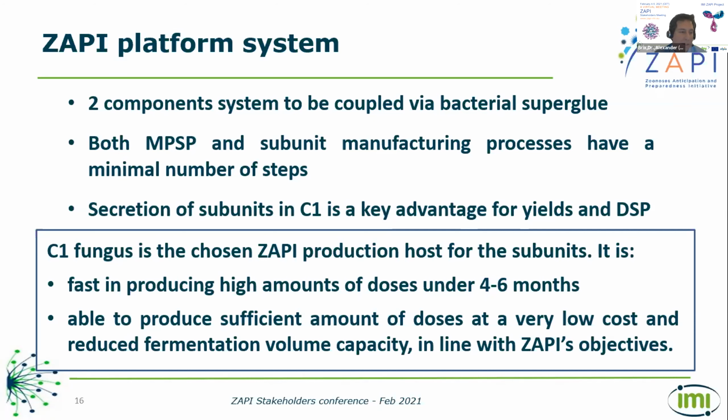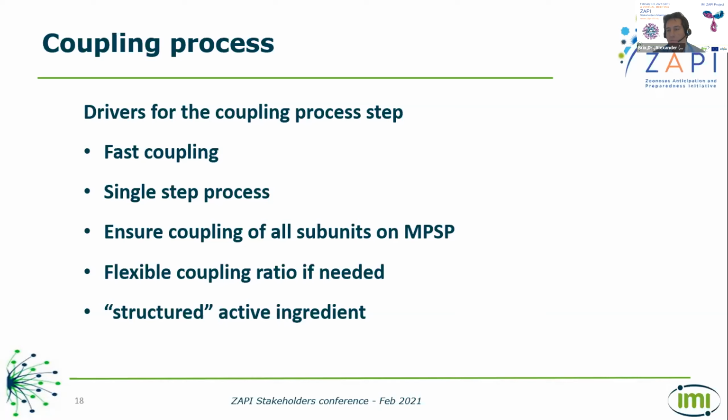We wanted to have, of course, a fast coupling, whatever fast means. We have to adhere to the data. We want to have an easy and single-step process if possible. And of course, we want to have an efficient process. We don't want to waste material. It depends a little bit on the different MPSPs or antigens, but we also looked at different coupling ratios. How does the system behave if you put together different amounts of each of those materials? Next slide, please.